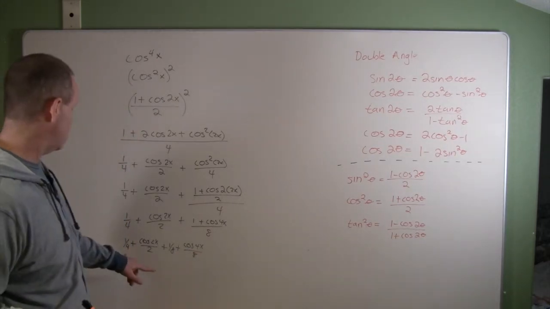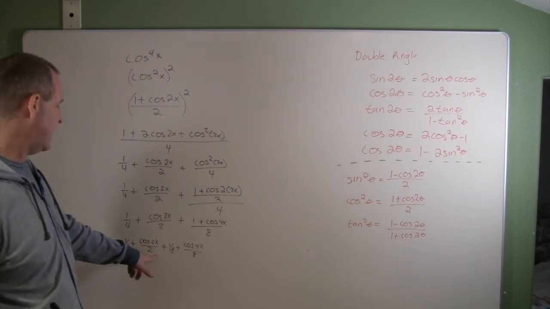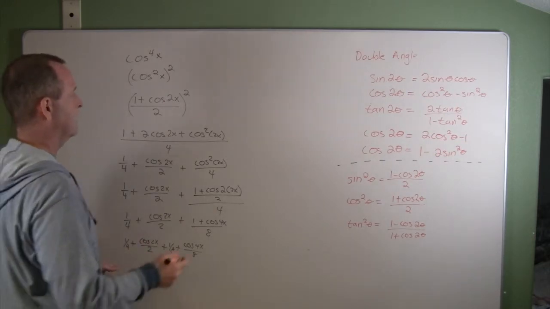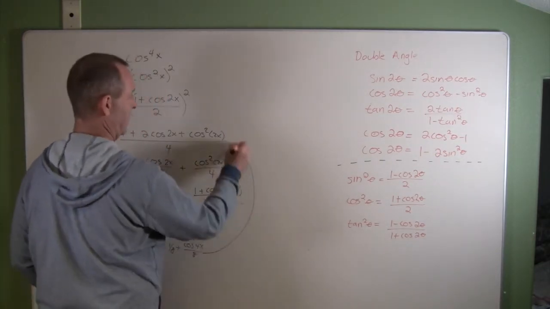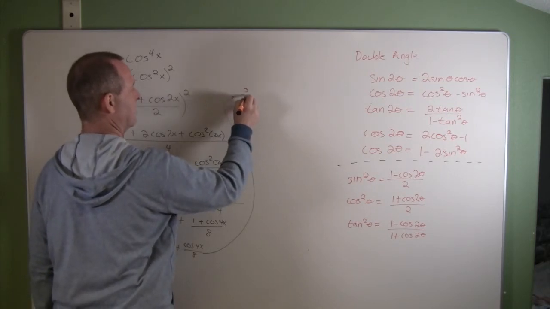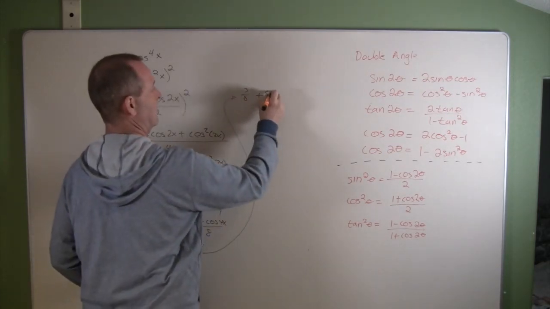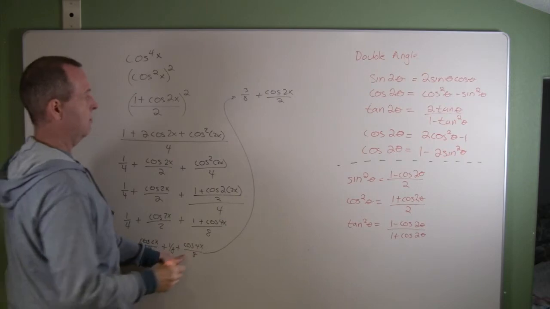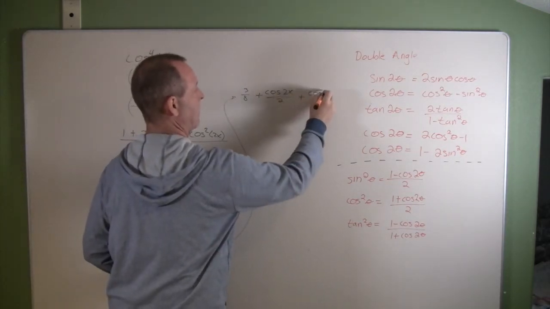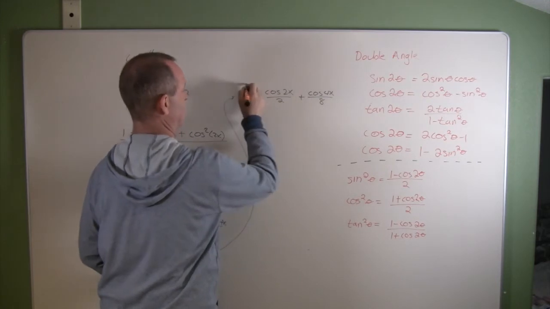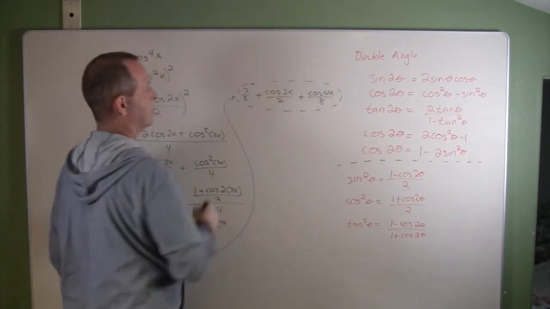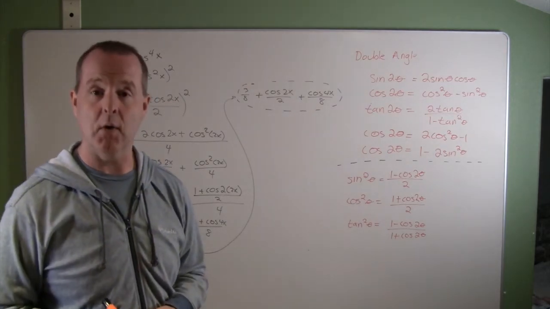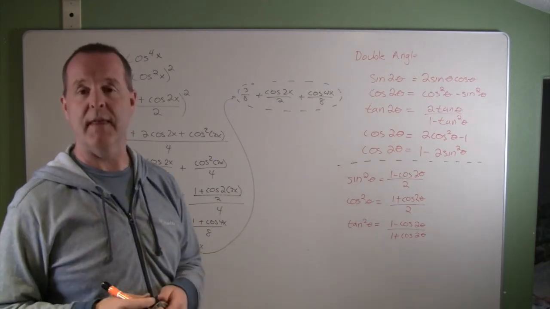And it looks like the last thing I need to do is combine these two fractions. Since this guy doesn't talk to this guy, let's combine these two. So 1/4 plus 1/8 is 3/8. So I'm just going to work my way back up over here. So I have 3/8 plus cosine of 2x over 2 plus a cosine of 4x over an 8. So there I was able to rewrite the fourth power of cosine without any powers whatsoever.